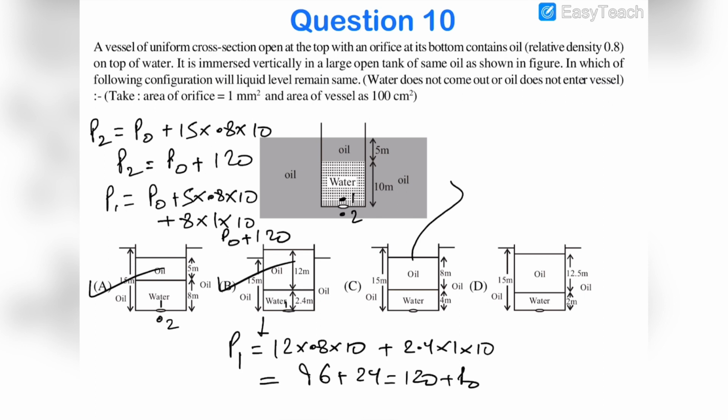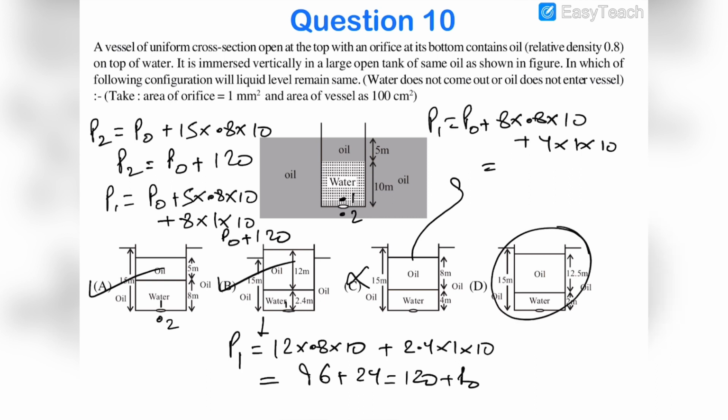And in this configuration you can see the pressure at point 1, P1, is P naught plus 8 into 0.8 into 10 plus 4 into 1 into 10. So this is 64 plus 40. This is not equal to the outer pressure. So the outer pressure is greater. So this is incorrect.